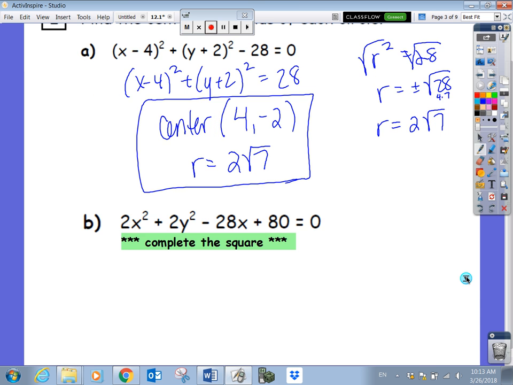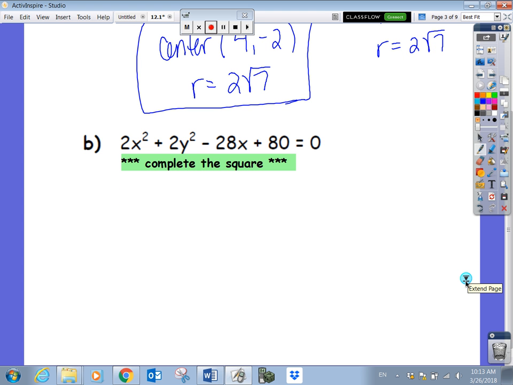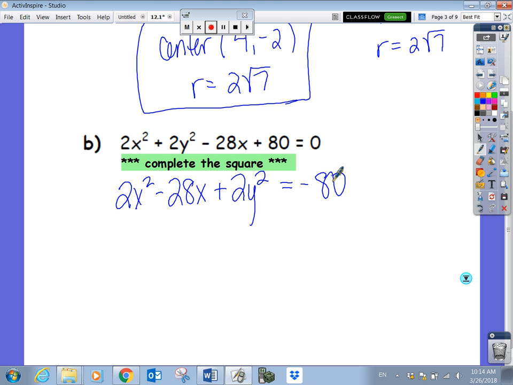All right, now this next one, we're going to have to complete the square. So that's going back to Algebra 1, you completed the square, maybe geometry, maybe not. Algebra 2, you completed the square, you're going to have to complete the square. So the first thing to do is line up, get all the x's together, all the y's together. So we have 2x squared minus 28x plus 2y squared. There's no y, and you bring the constant to the other side.